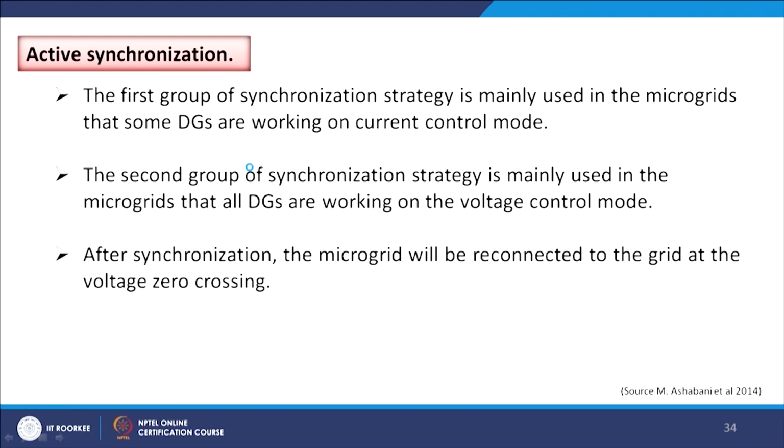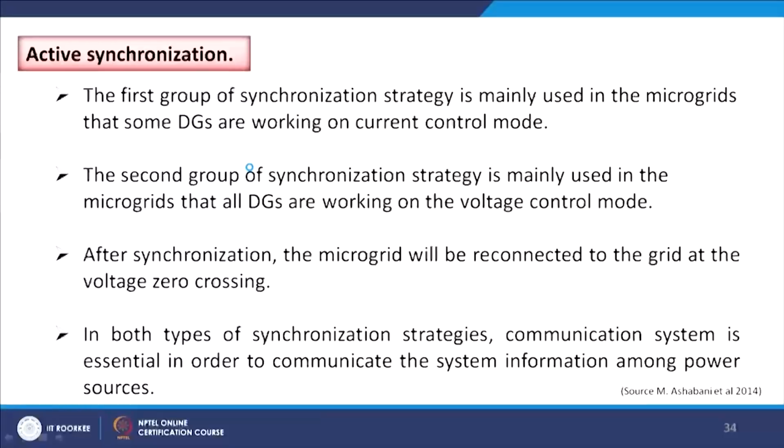After synchronization, the microgrid will be reconnected to the grid at the voltage zero crossing. In both types of synchronization strategies, a communication system is essential. For any active synchronization, a communication system is a must to communicate the system information among different power sources.